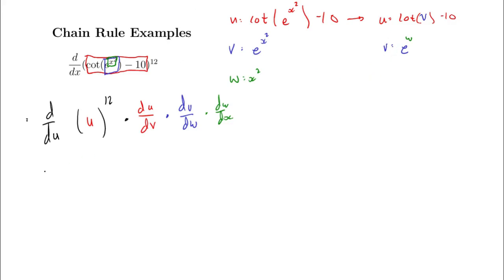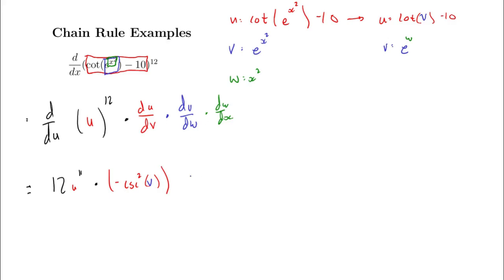Okay, so now things should go pretty well. We're just going to look at each piece and differentiate it with regard to whatever the variable is that's written here. So the derivative of this with regard to u is going to be 12 times u to the 11. Then when we multiply that by the derivative of u with regard to v, we're going to be looking at the derivative of the cotangent function. The derivative of tangent, you might remember, is secant squared. So the derivative of cotangent is going to be negative cosecant squared of v, and that constant negative 10 just goes to 0, so we don't have to worry about that.